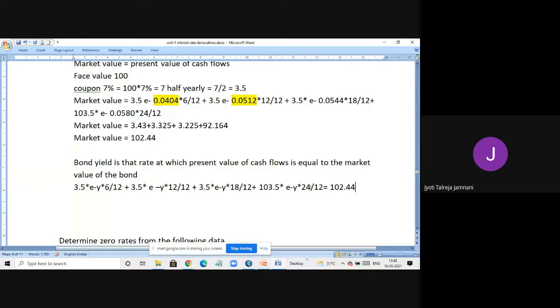I've just written the equation for how a bond yield is to be found. That is, the present value of cash flows should be equal to the market value. To find the present value of cash flows, this y is the yield. So this y is what they wanted us to find. But because we'll have to use the trial and error method, I'm not doing it. You can even start with 1%, 0.5% and try and see.